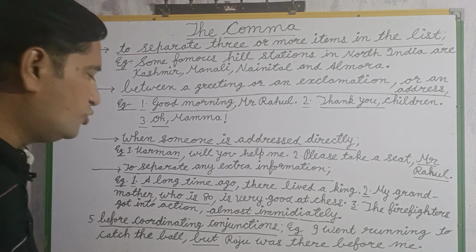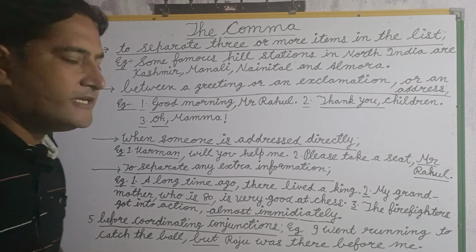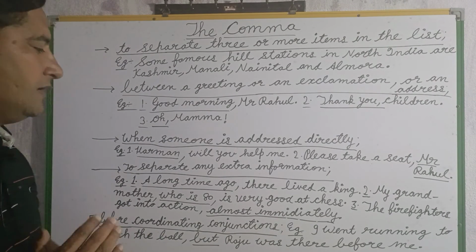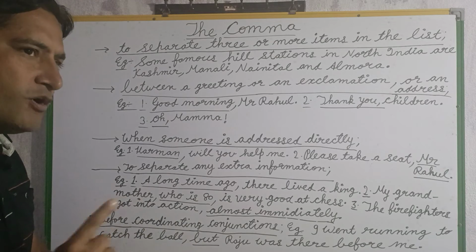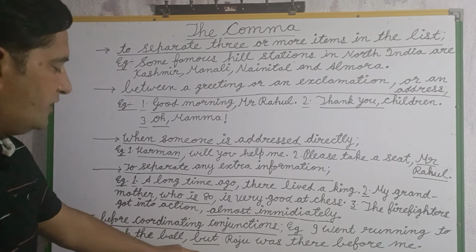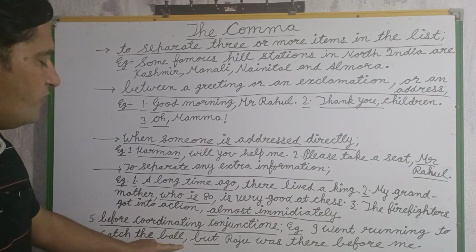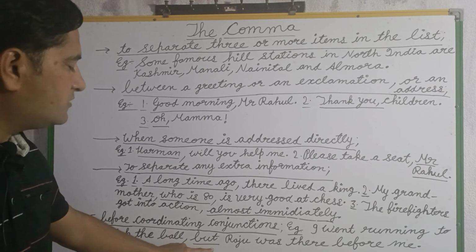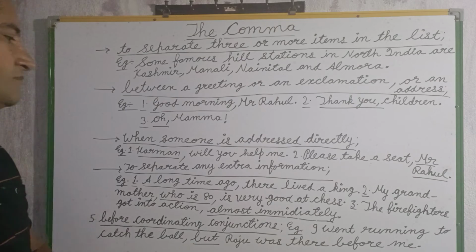So we can use a coordinating conjunction in the sentence, but before that coordinating conjunction we need to put a comma. So here I have used a comma before the word but.